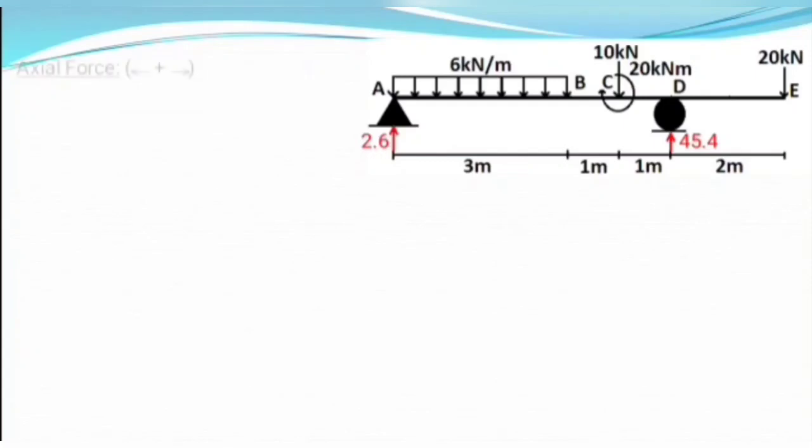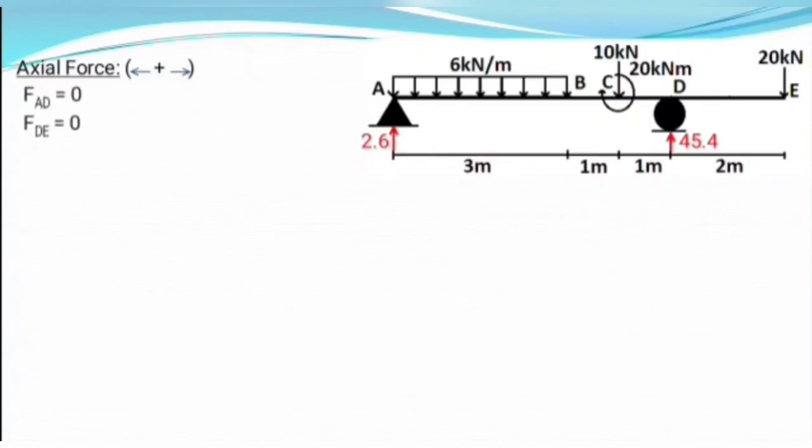Now we are going to calculate axial force. First of all, what do we mean by axial force? Axial forces are those internal forces which act along the axial direction of the beam, which may be tensile or compressive. Tensile axial forces are those which tend to act away from the supports, and compressive are those which tend to act towards the support in axial direction. So now in the figure we can see there are no forces acting in axial direction.